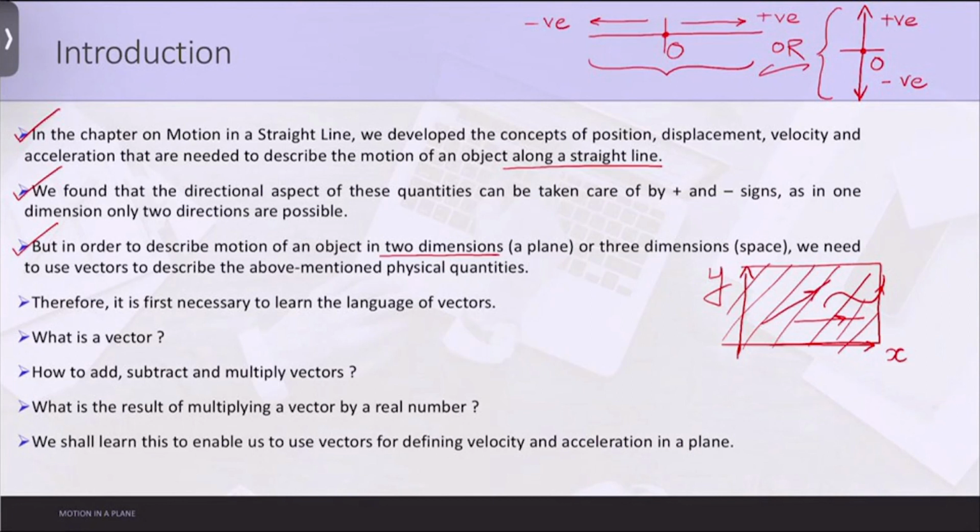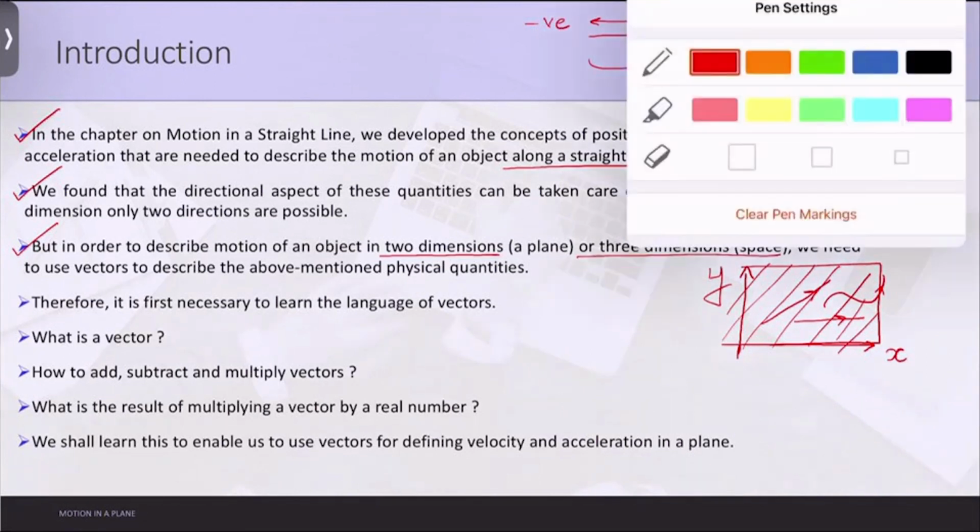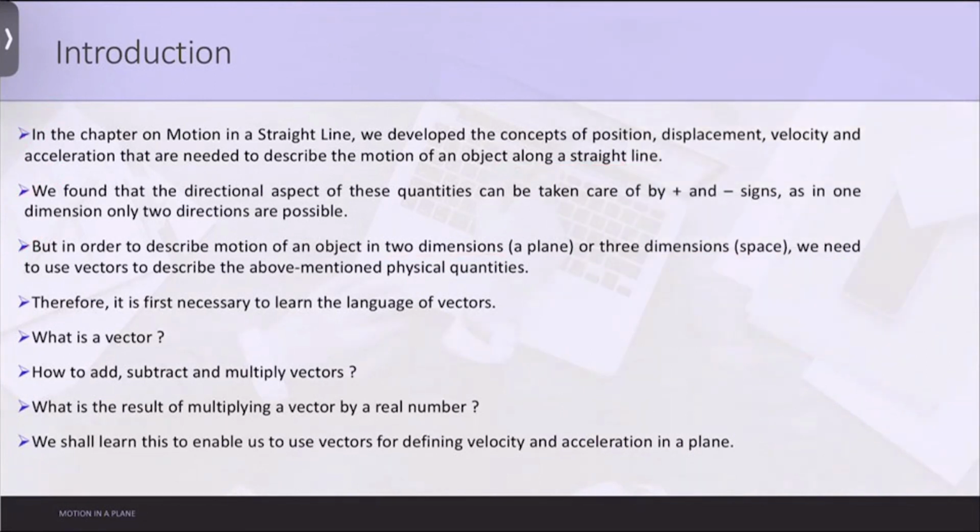But in order to describe motion of an object in two dimensions, a plane, or three dimensional space, I am making you understand the three dimensions here. What is three dimensions? Three dimensions is basically x, y, z. So let us say there is some object here, and it can move in this space like this. So this is basically moving in a space. Space has three dimensions, that is x, y, z.